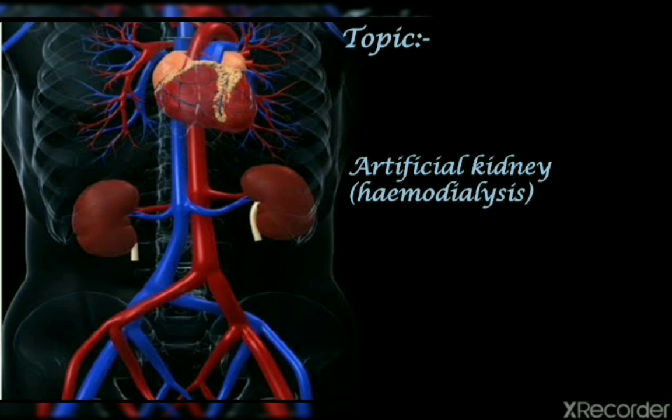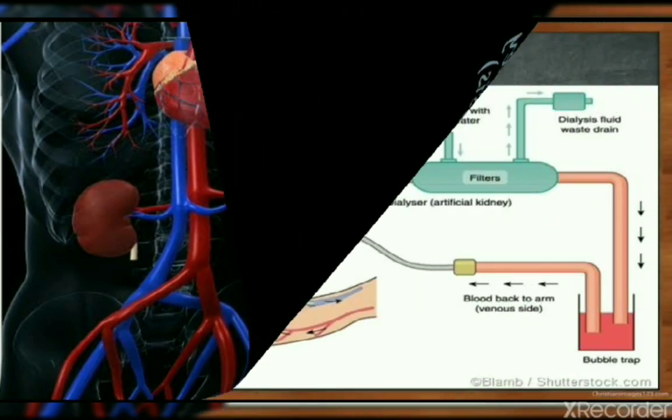If the urea level increases, then there are so many diseases that will occur. This one is a temporary solution for any patient, not a permanent solution. So it is called hemodialysis. Hemo basically relates to the blood, and dialysis means purification. It means blood purification. Okay, so we have to discuss with the help of a diagram.